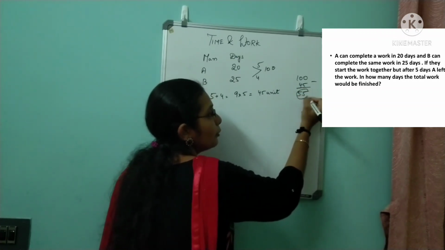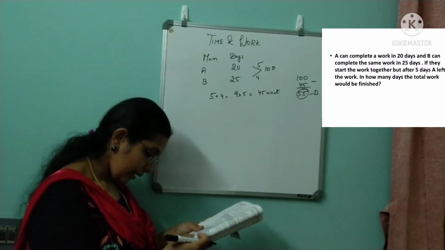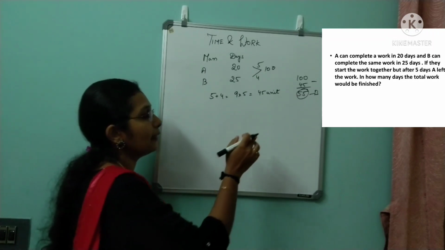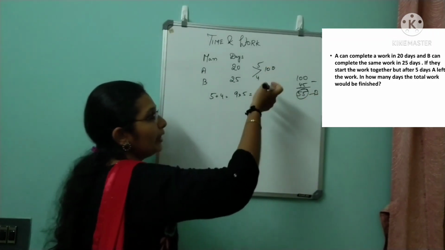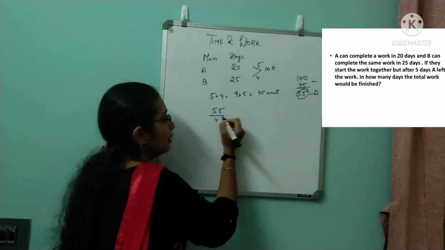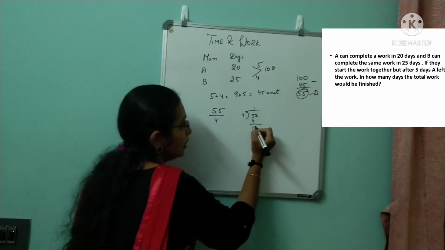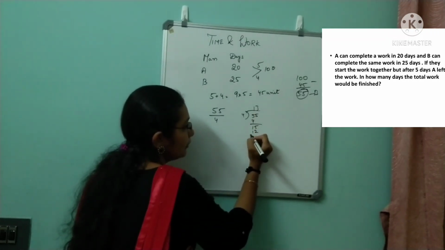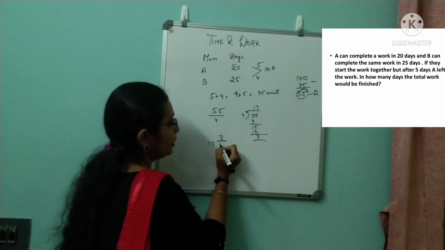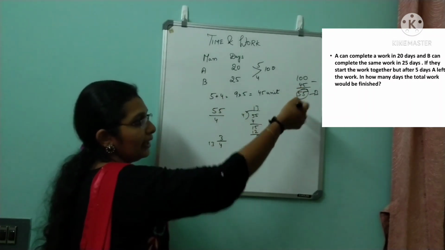So 55 units who will have to do? B has to do because A left. Okay. In how many days the total work would be finished? So first find in B how many days he will take to complete the work. So how will you do? 55 by 4. So 4 1s are 4, 4 3s are 12. So 13, 3 by 4 is the number of days B takes to complete the remaining 55.